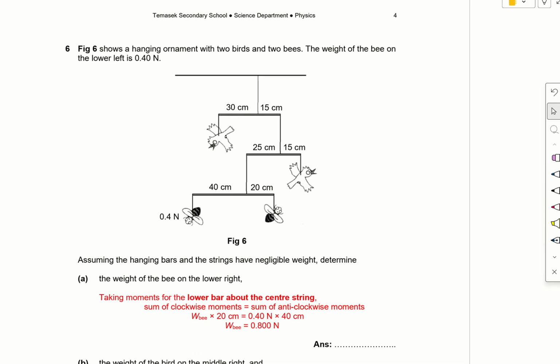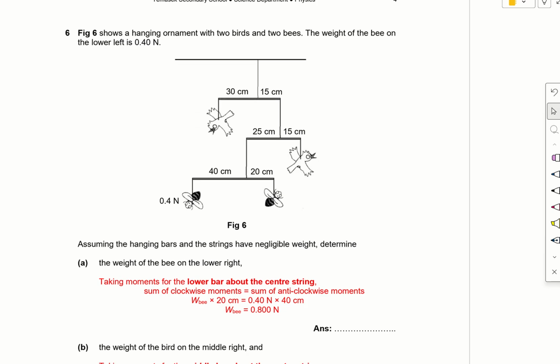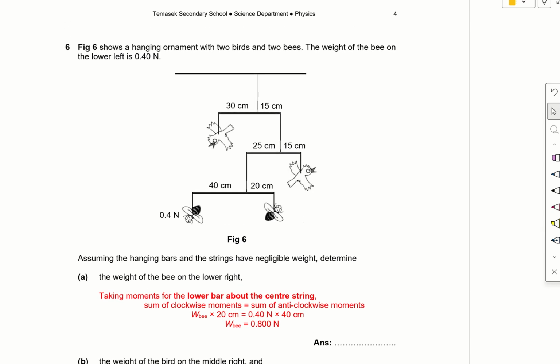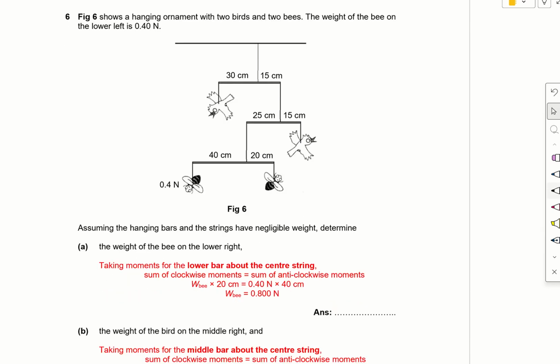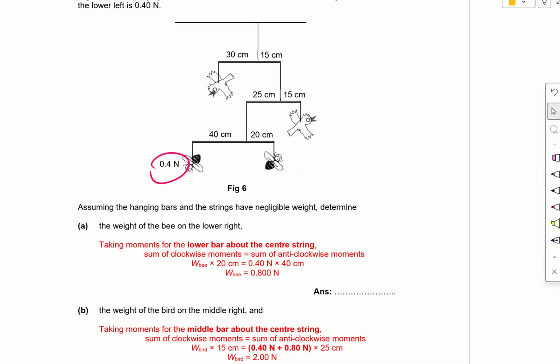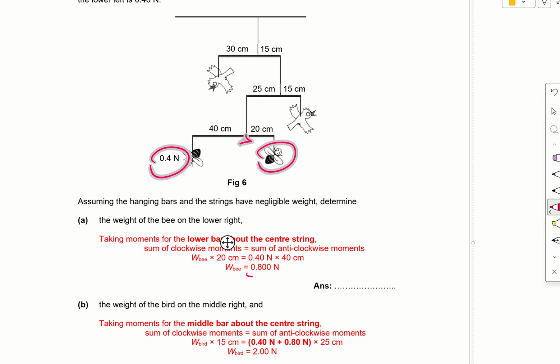Now question 6 shows a hanging ornament with 2 birds and 2 bees. The weight of the bee on the lower left is 0.4, so I take note of that. Assuming the hanging bars and the strings have negligible weight, determine the weight of the bee on the lower right. So this is the bee on the lower right, and for this part of the system, the pivot is over here. So again, you apply the 6 steps, and you should be able to get the weight of the bee to be 0.800 Newton.